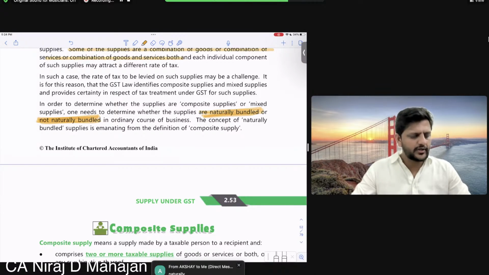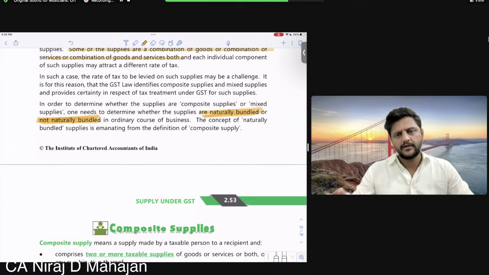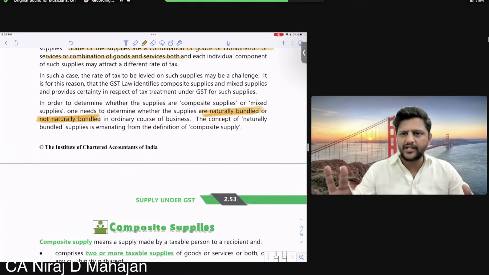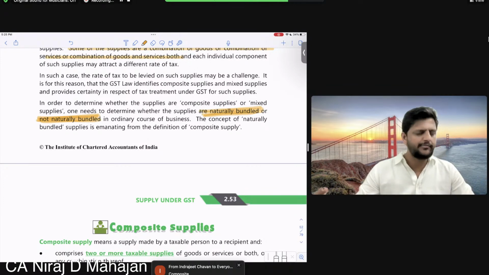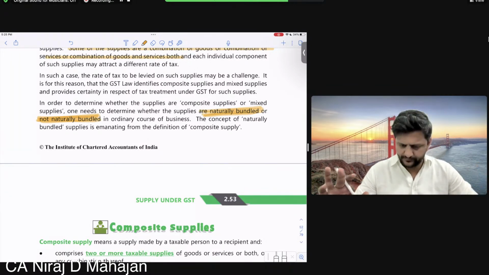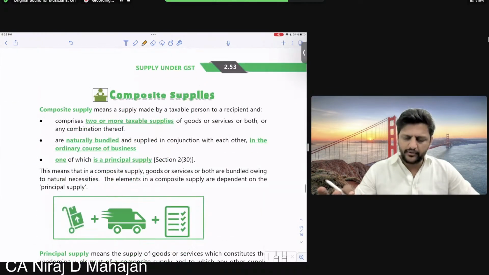They are naturally together. Yes, clear all of you? So if they are naturally together, then on that is which supply? Composite or mixed? Laptop and charger supplied. Composite. Good. And because of that, बच्चों, which rate of GST? Highest or principal supply rate? Principal supply rate. Okay, that means which one? Laptop. Clear till here? Now naturally bundle means what?